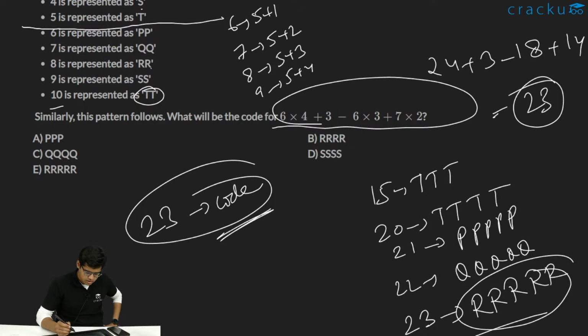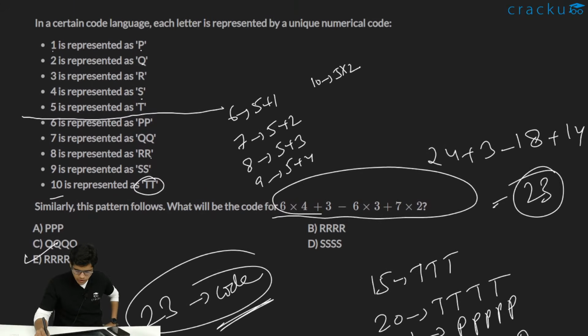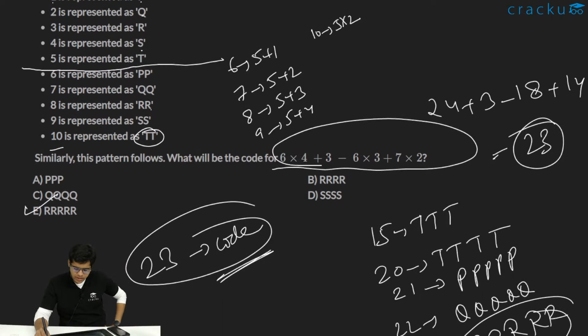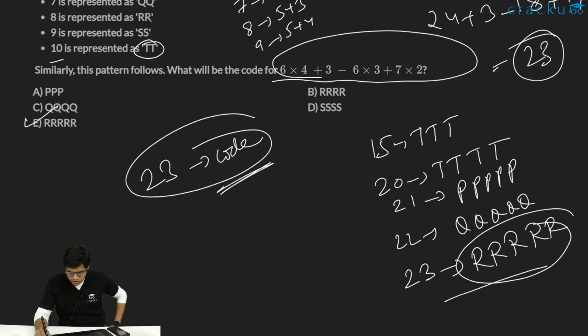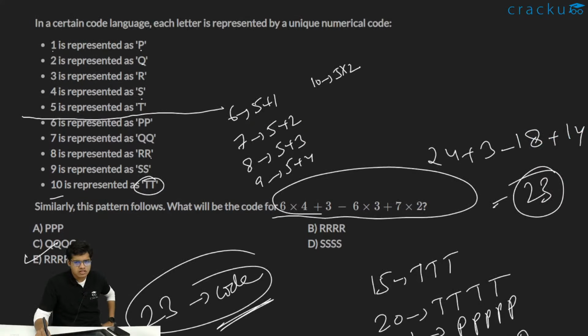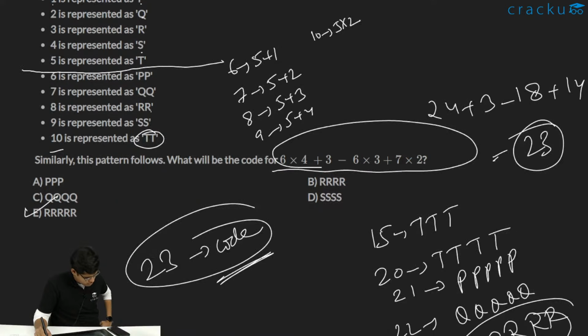So the correct answer is option E, 5R. Is it clear, guys? Very good question. 20 is 4T, 21 is 5P, 22 is 5Q, 23 is 5R. So the correct answer is 5R. So we have got the answer as 5 R's.